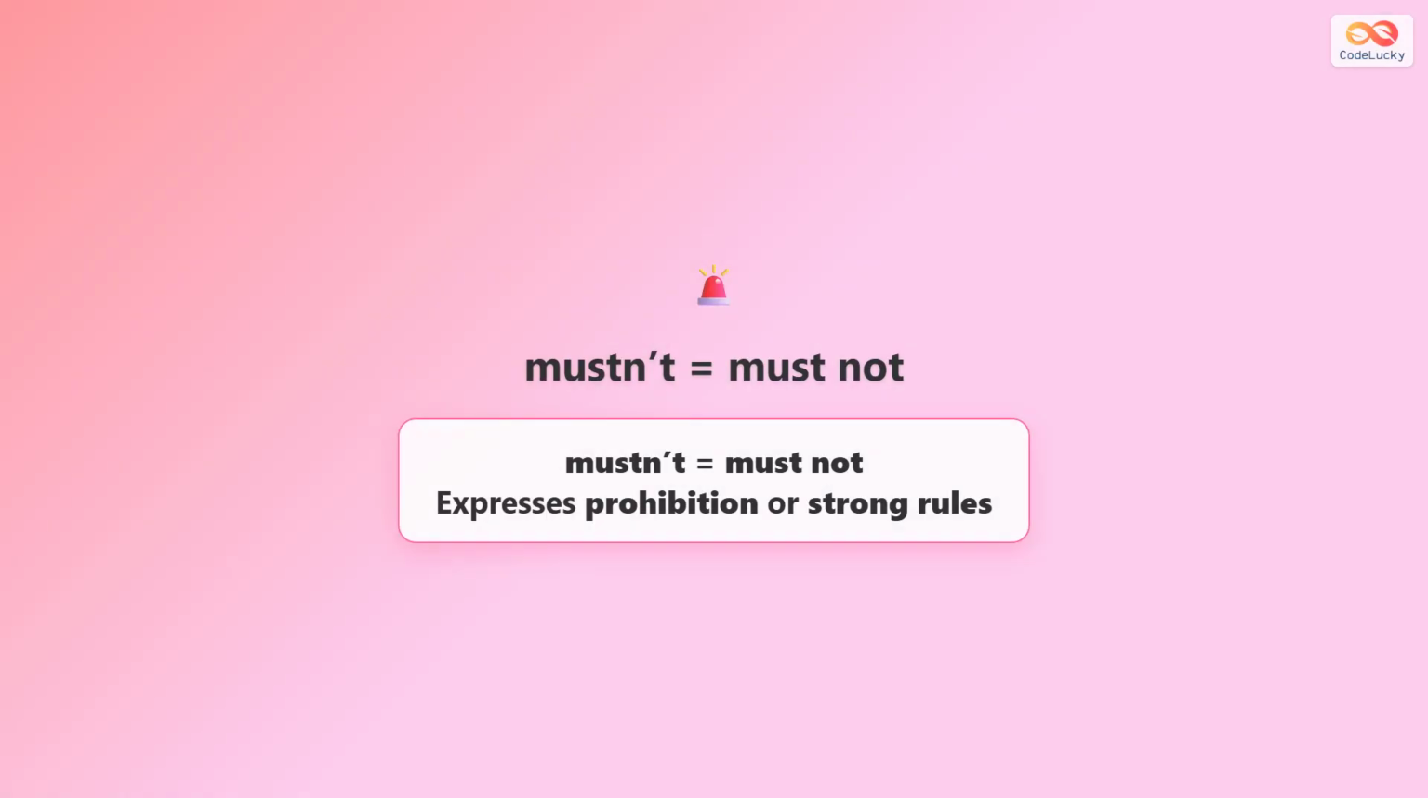Must not means strong prohibition or rules. Use must not when something is forbidden by law, rules, or authority. Must not shows something you are not allowed to do under any circumstances.